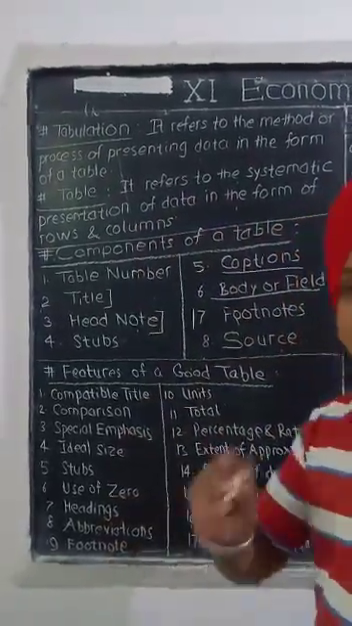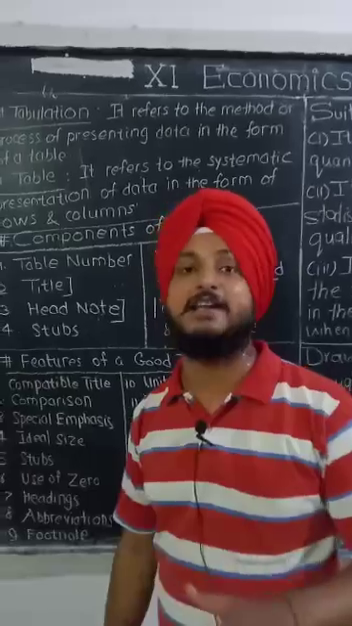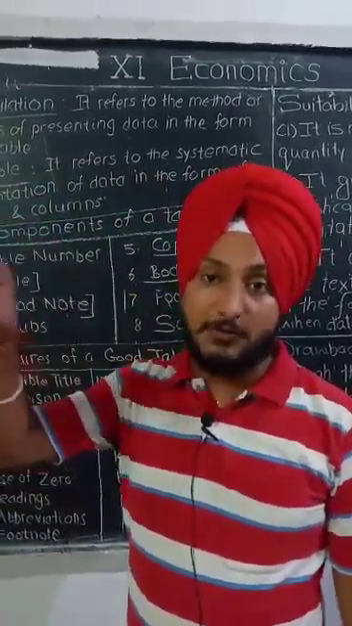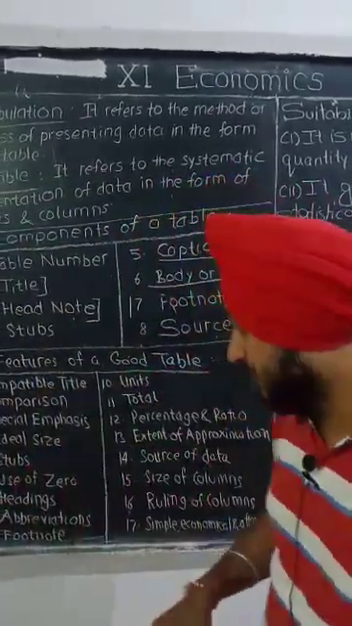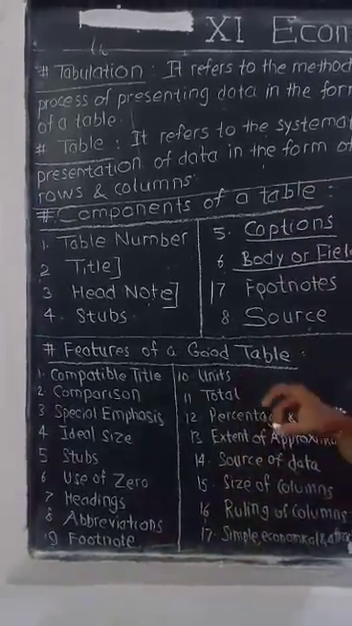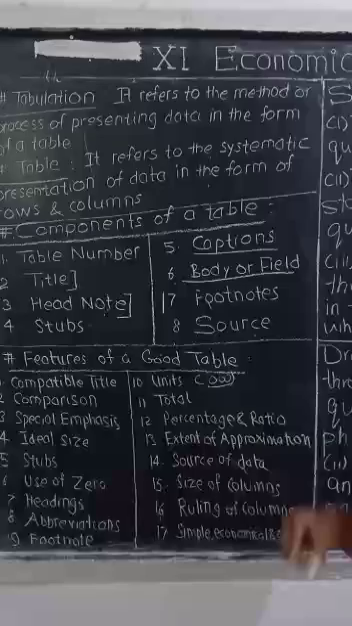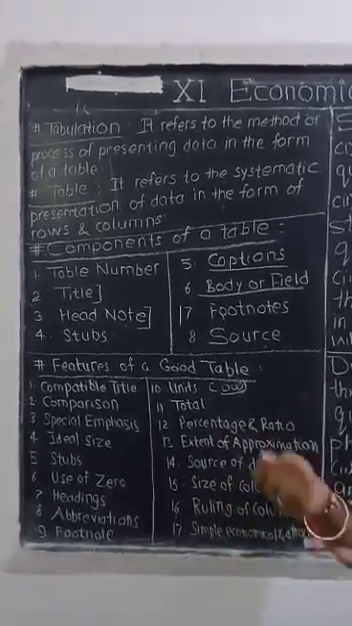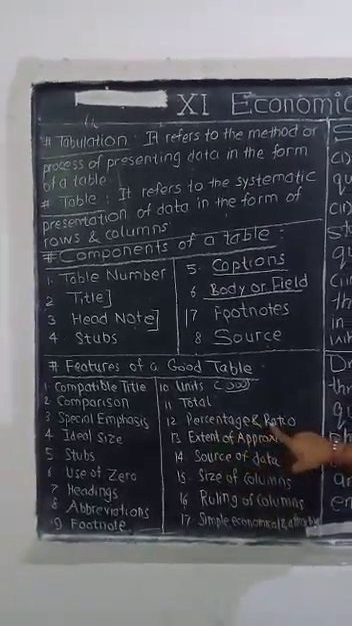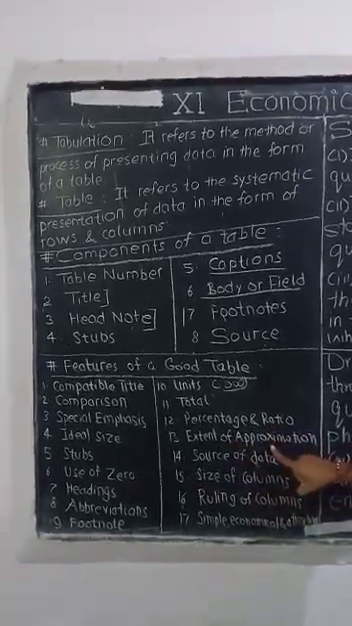Then headings must be there. A good table must have headings. Then abbreviations: avoid writing abbreviations, or if an abbreviation is written, then it should be given in such a manner, in meter, in thousand, in lakh. A footnote is required for that. Units: when something is in thousands we can write that, or in lakh, in crores, in tons. Total should be given at the end of every part. Percentage and ratio, if converted, make it easy. Extent of approximation.